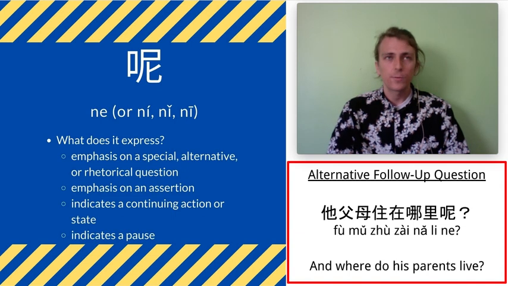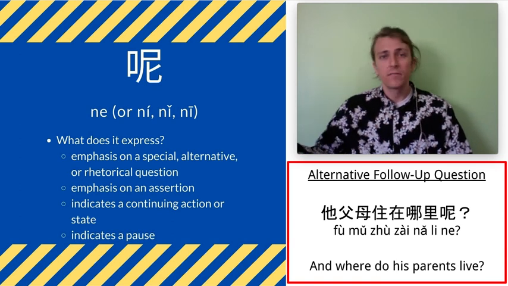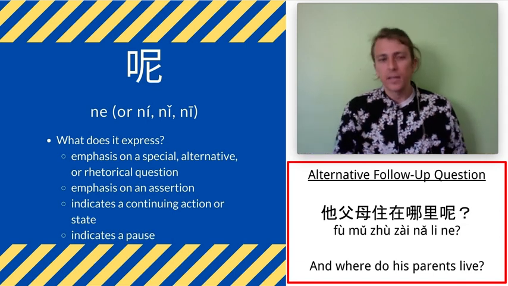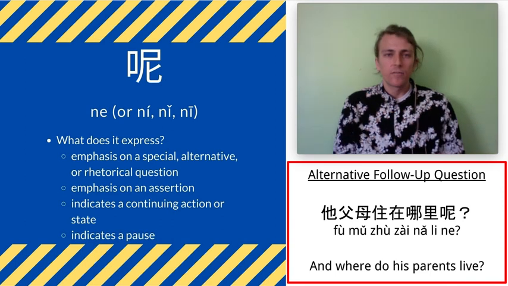So for example, if someone just told me where my friend lives, I could say, 他父母住在哪里呢? And where do his parents live? So it's kind of like saying, and where do his parents live, or where do his parents live then? Something like that in English. So it's emphasizing a follow-up question.